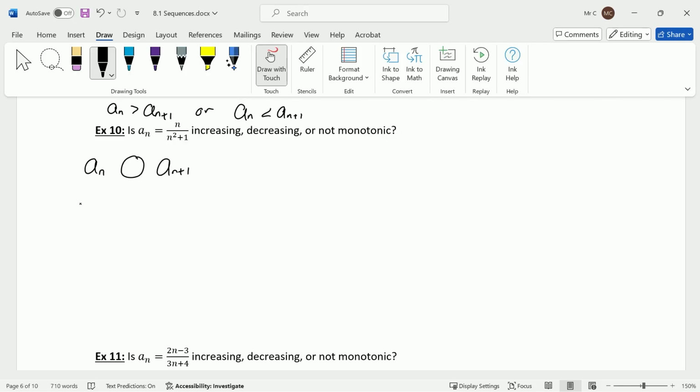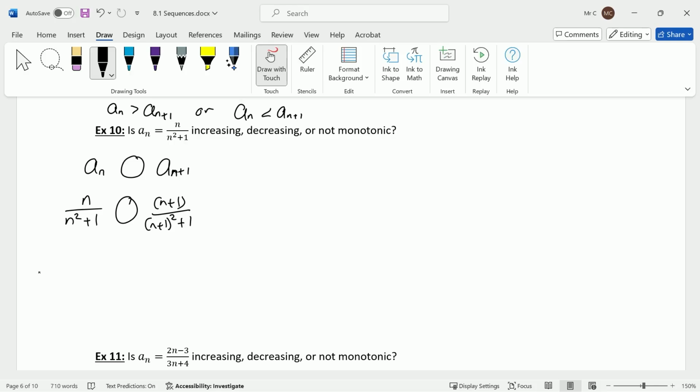And I'm going to write out my formulas for each. n over n squared plus 1. And this will be n plus 1 over n plus 1 squared plus 1, right? The n plus 1th term is just what I get when I plug n plus 1 into the formula in place of n. And now I'm going to do some algebra to rearrange this until I get it to a form where I can tell if it's larger or smaller.